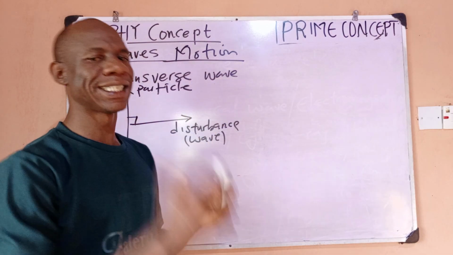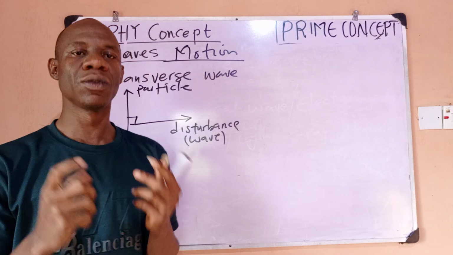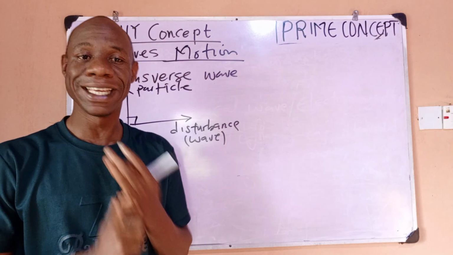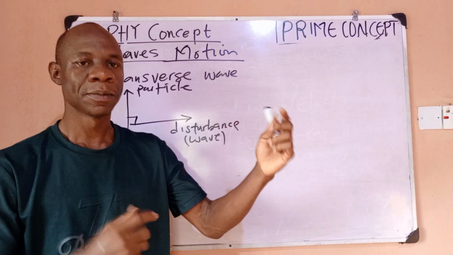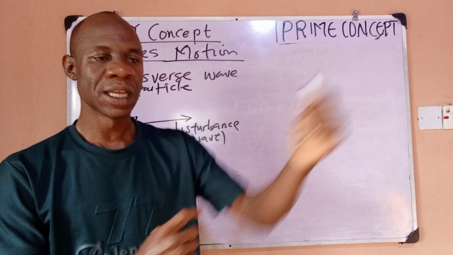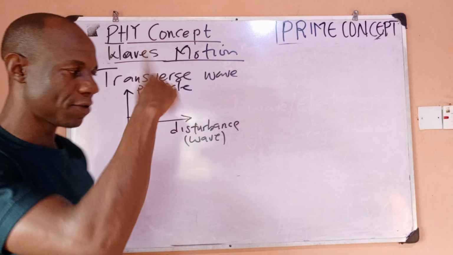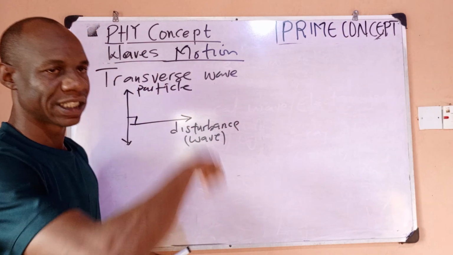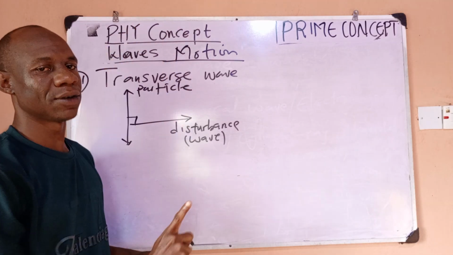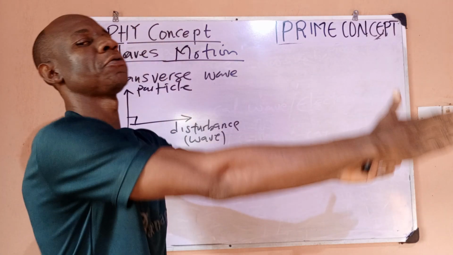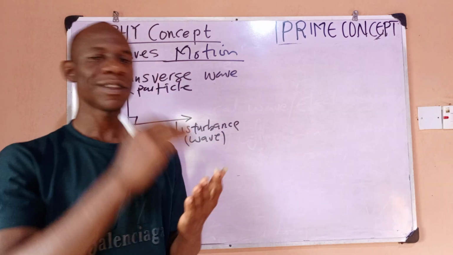Now, what are examples of transverse wave motion? An example would include wave on a string. If you pluck a string like a guitar string, you would notice that it will vibrate sinusoidally. Now, you notice the particles will be jumping up and down while the disturbance travels forward. So, an example of transverse wave motion is wave on a string.